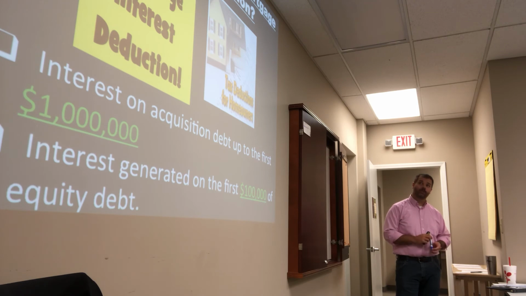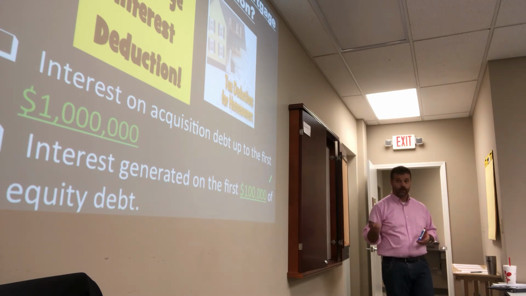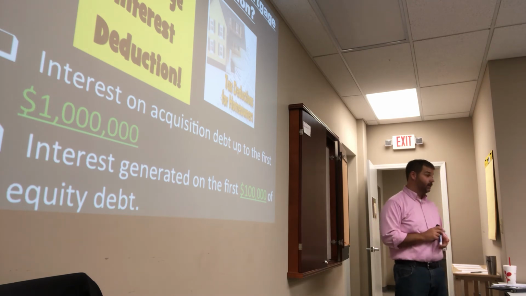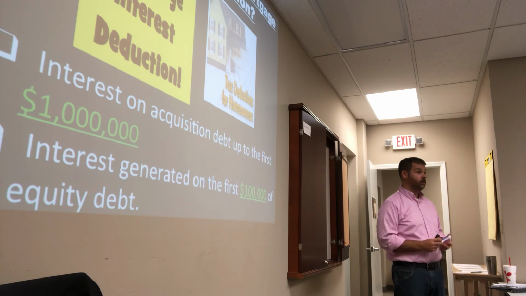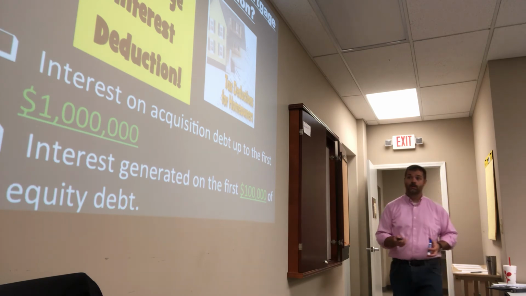Is there a limit to the mortgage interest deduction? Well, yes, there is. The good news is it's only $1 million. So interest on acquisition debt up to the first $1 million, and interest generated on the first $100,000 of equity debt. Equity debt is your second mortgage. So rarely are we going to have $1 million worth of acquisition debt. You might. I mean, ultimately, if you're buying a $400,000 or $500,000 property and you're holding it for a long period of time, you could hit those numbers.